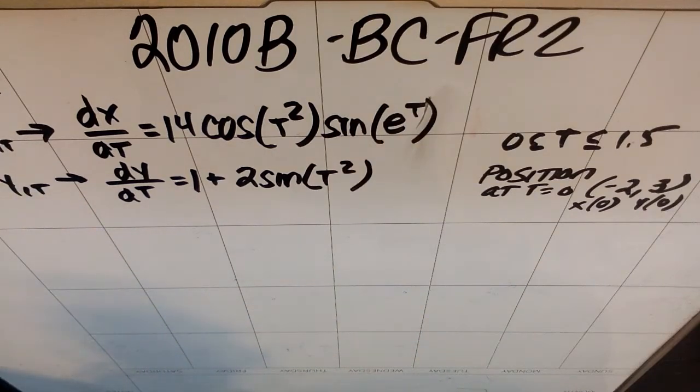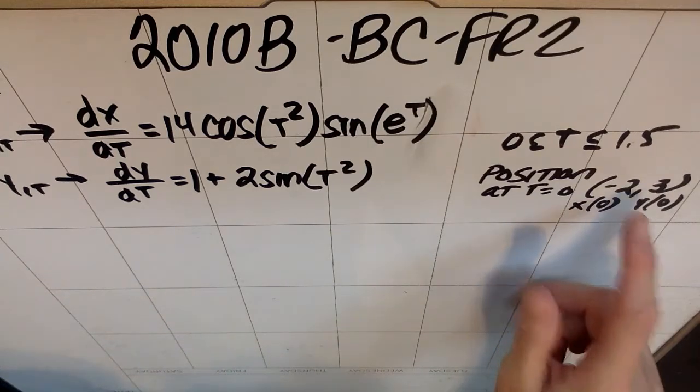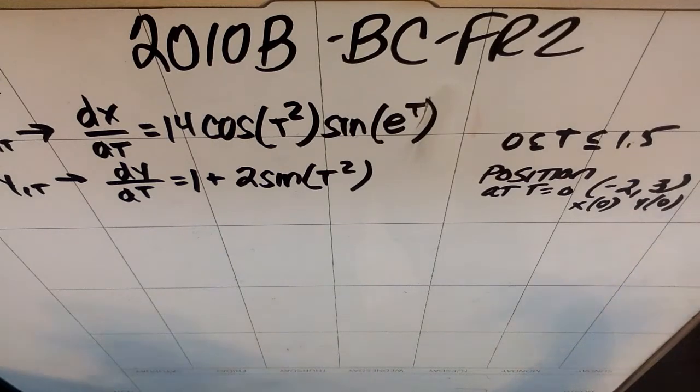And at time t equals 0, the position of the particle is (-2, 3), meaning one way to think about that is that x of 0 is -2 and y of 0 is 3. Part A, for the open interval from 0 to 1.5, find all values of t at which the line tangent to the path of the particle is vertical.